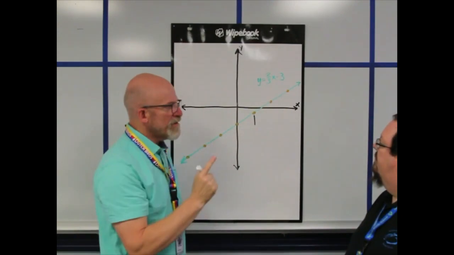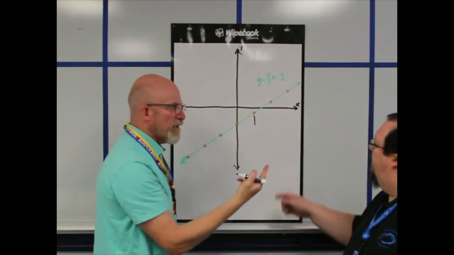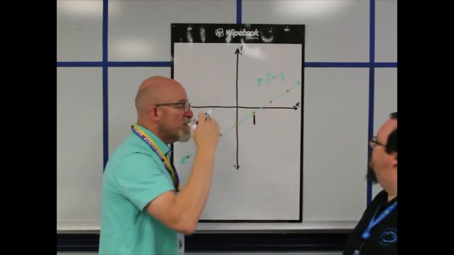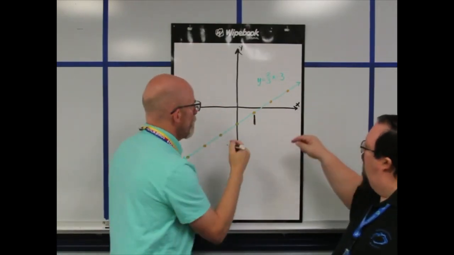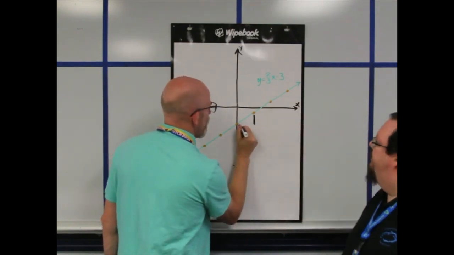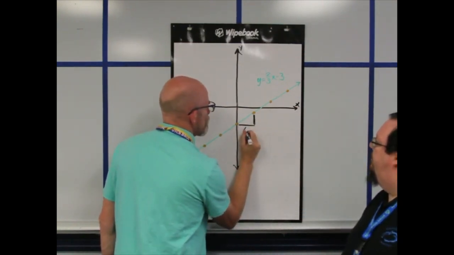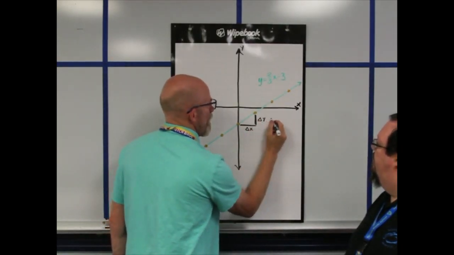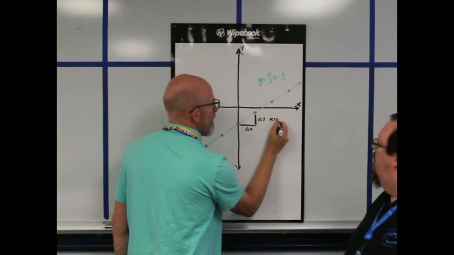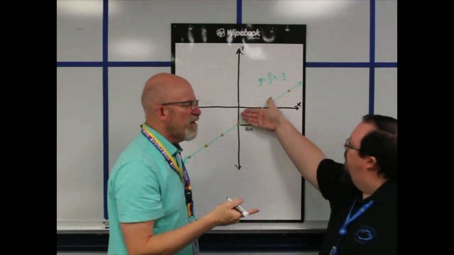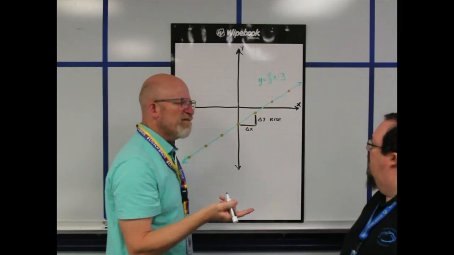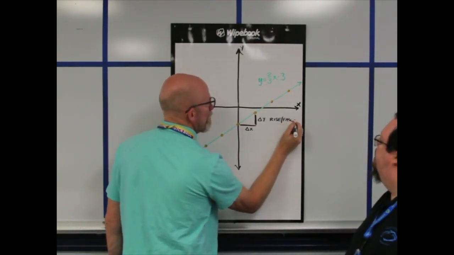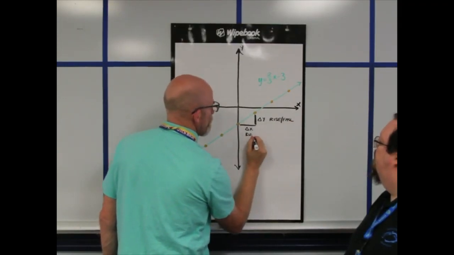Is that the rise? That looks like a fall to me. But it's the change in y. And this is the run, the change in x. The change in y is the rise. Could it be a fall though? I guess if we wanted to use negative numbers. So the rise, or fall, and this is the run.